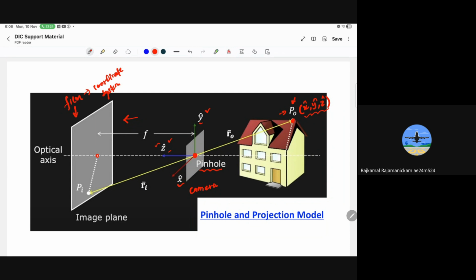Okay. And the location of this coordinate system is here. So corresponding to this point P0 in camera coordinate system, we have a point Pi in the image plane coordinate system. So image plane is the representation of the film of the camera. So that's why you can call it image plane coordinate system. And for camera, it's camera coordinate system.